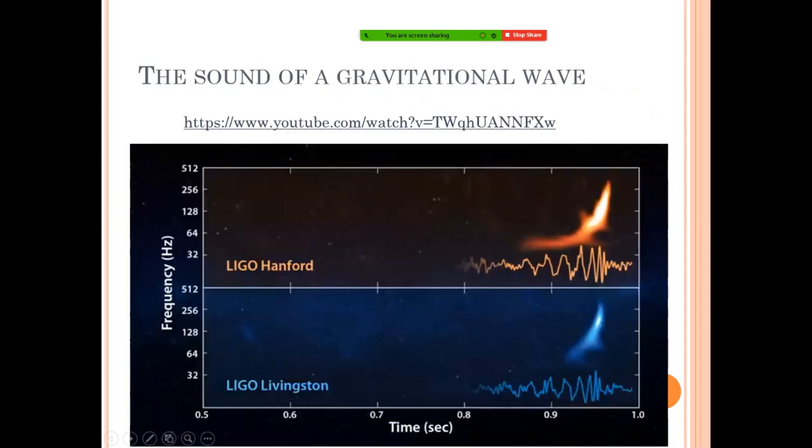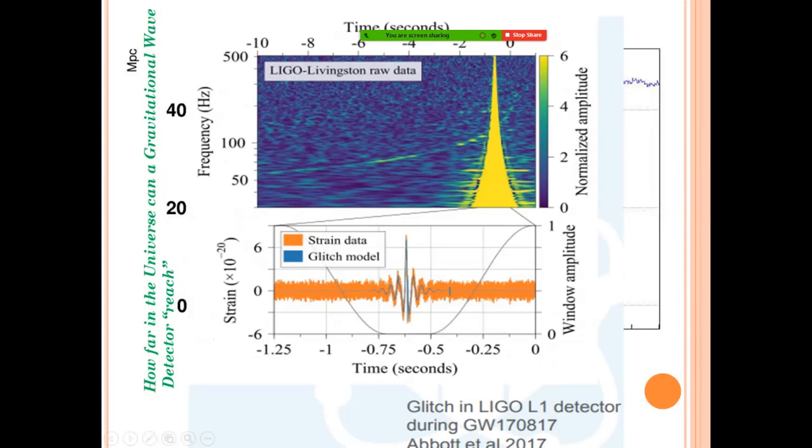This was detected in 2017. But right at the moment when the gravitational wave was being detected, a glitch came, this noise trigger. So this one, we were able to detect the gravitational wave, but we lost part of the information due to the glitch. Now you understand possibly why glitch hunting is so important.